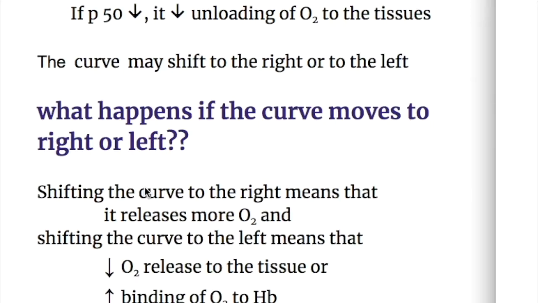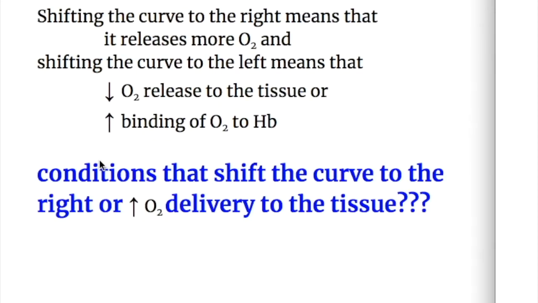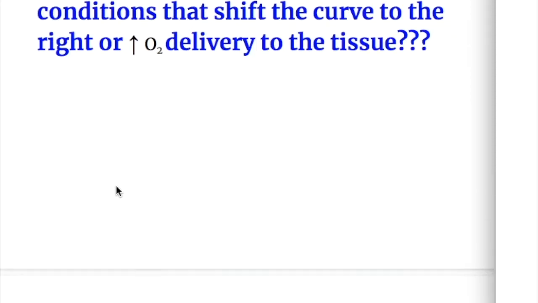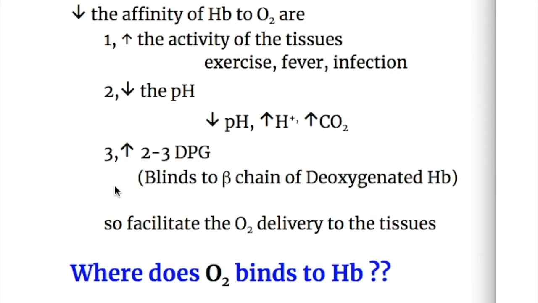What happens if the curve moves to the right or left? Shifting the curve to the right means that it releases more oxygen, and shifting the curve to the left means that it decreases oxygen release to the tissue or increases binding of oxygen to hemoglobin. So what are the conditions that shift the curve to the right, increasing oxygen delivery to the tissues or decreasing the affinity of hemoglobin to oxygen? Number 1, increased activity of the tissues, number 2, decreased pH, and number 3, increased 2,3-DPG, 2,3-diphosphoglycerate.